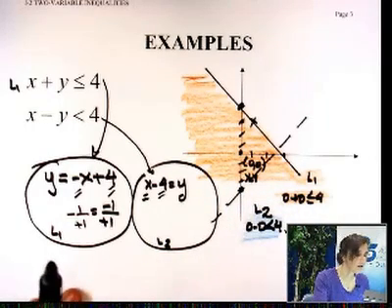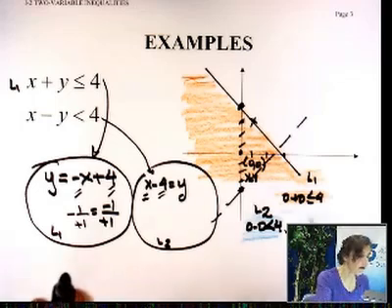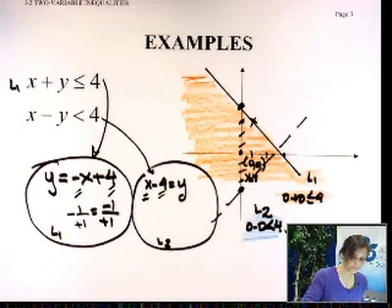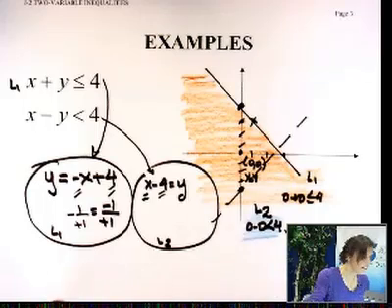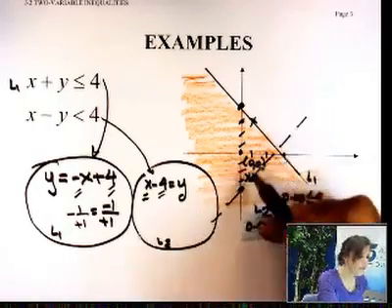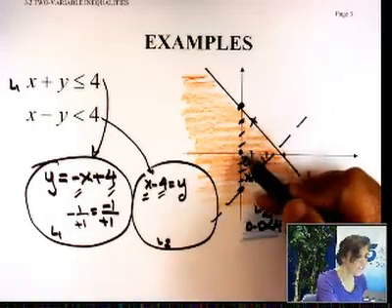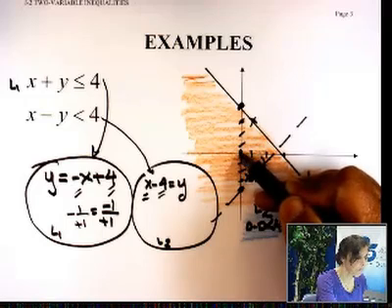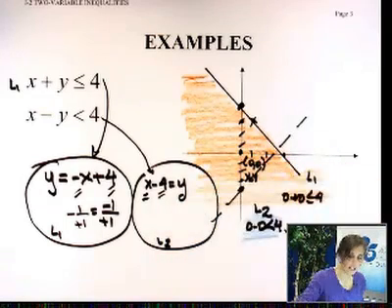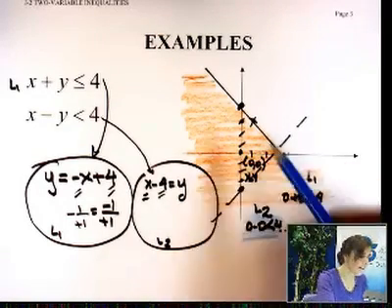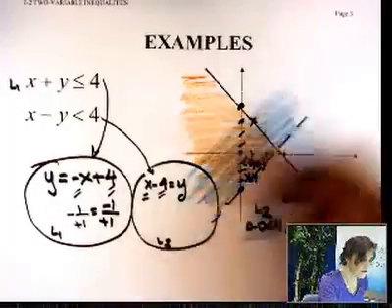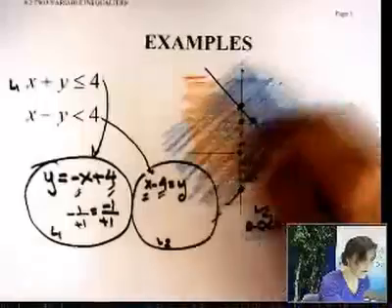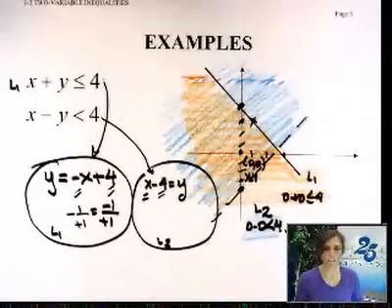So how does that look like? Sorry. It was like that, right? Now, this is my region. So I'm going to shade the region that contains that point, and that's going to be on this side. So let's go and do that. Does it make sense? All right.